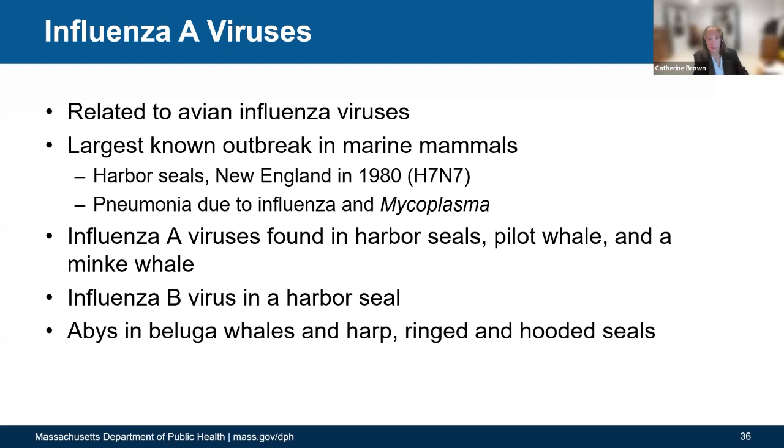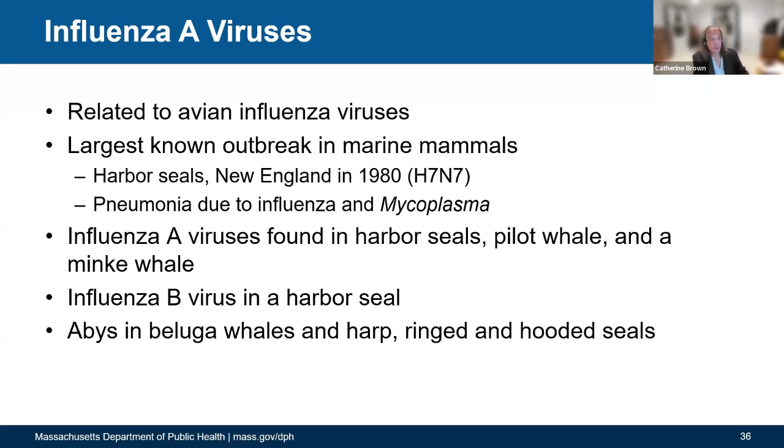It's closely related to the one that causes a lot of flu in people during the winter, but it's not exactly the same. And the largest known outbreak in marine mammals up until this last year was in harbor seals in New England in 1980. And a lot of these marine mammals ended up getting pneumonia secondary to influenza, just like people do, and then also getting a bacterial infection with mycoplasma.